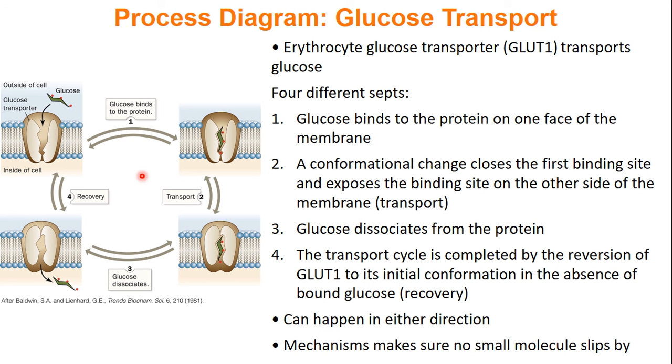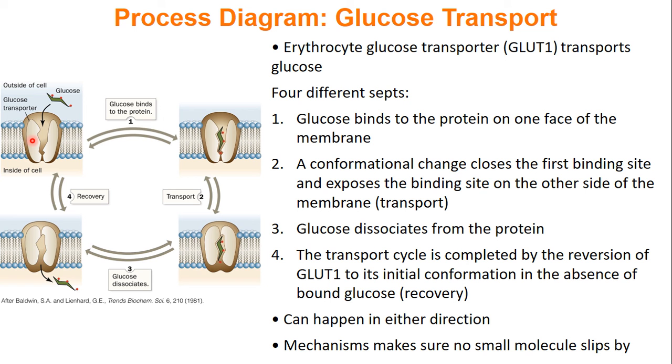The last transport we're going to look at is GLUT1, which is a glucose transporter. So all cells need glucose for energy, so we need a specialized transporter to get that glucose across. So we're just going to look at GLUT1, and there are 4 different steps for this.